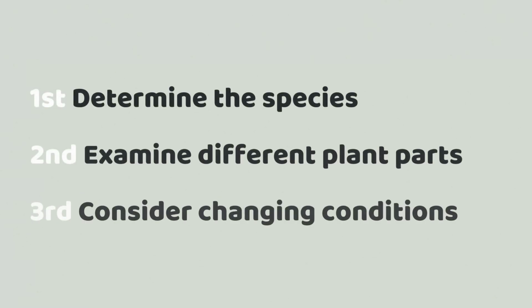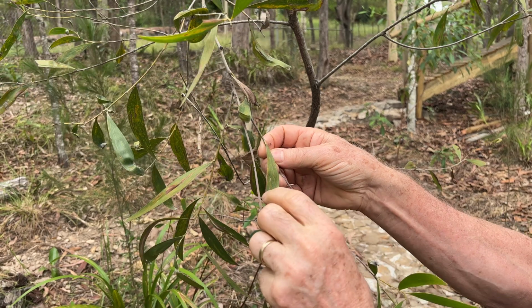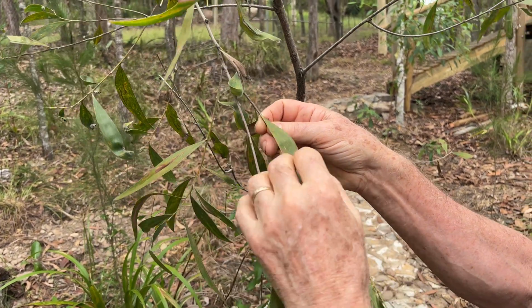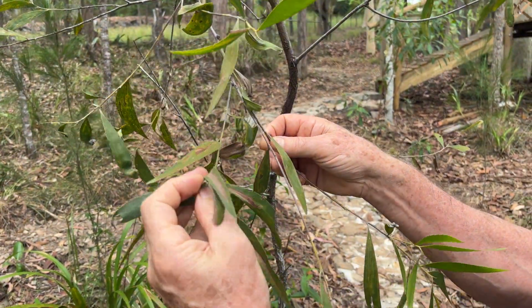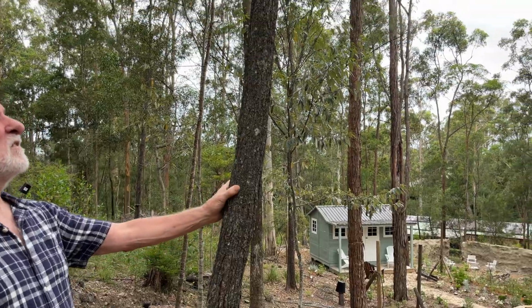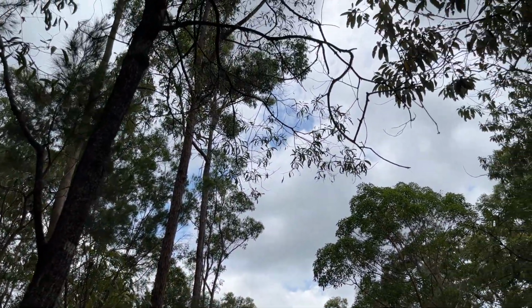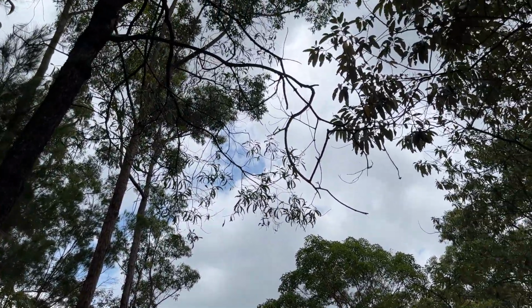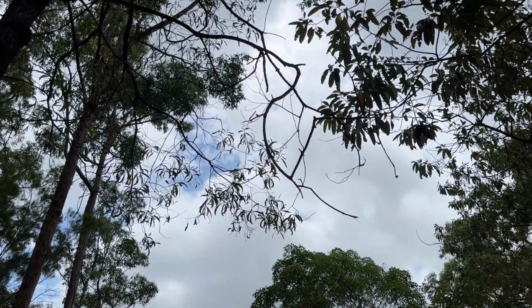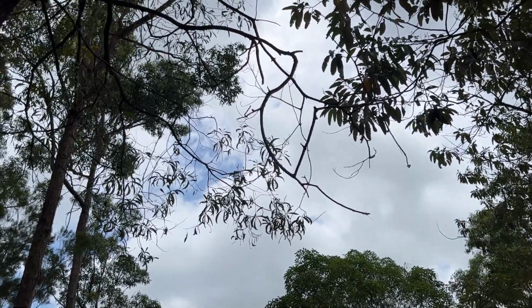To determine a tree's health condition, first identify the species. Then, systematically look at the foliage, branches, trunk and roots. To understand health issues, consider what might have changed. Health issues are often a response to a change in the environment. This may be seasonal change or an extreme event, such as flood, cold snap, heat wave, or storm.